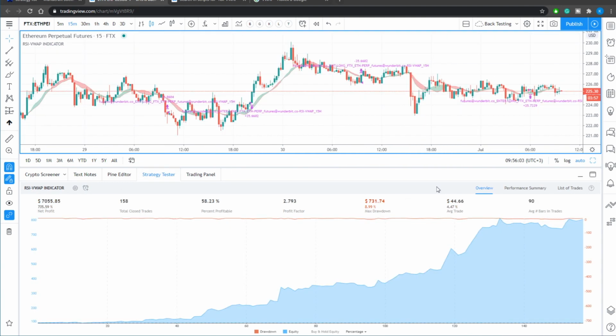As usual, we will leave the code in our WunderTrading documentation and tutorials. You would be able to just copy and paste it into your TradingView script and run it on Ethereum perpetual contract, 15-minute time frame, FTX exchange.